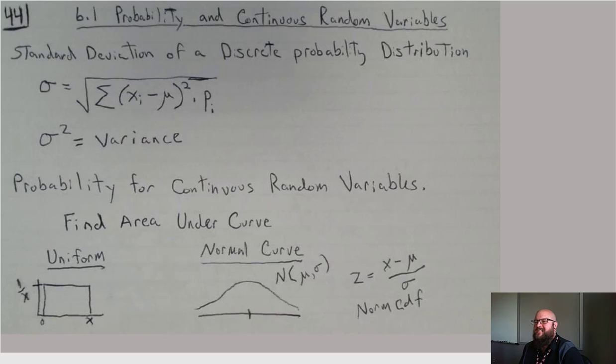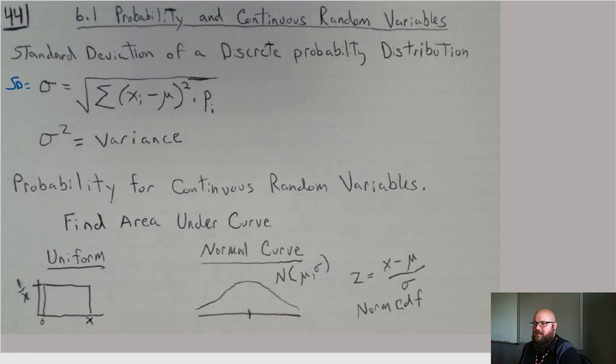Guys, so we're going to jump into 6.1 part 2 today, dealing with probability and continuous random variables. And so we're going to talk about this today. We're dealing with a standard deviation of a discrete probability distribution. In which case your standard deviation, which is labeled right here, that's a symbol, the lowercase sigma. You're going to take the square root of the sum, right? The sum of your x values, all your x values individually, minus the mean for each one squared times the probability for that x value.